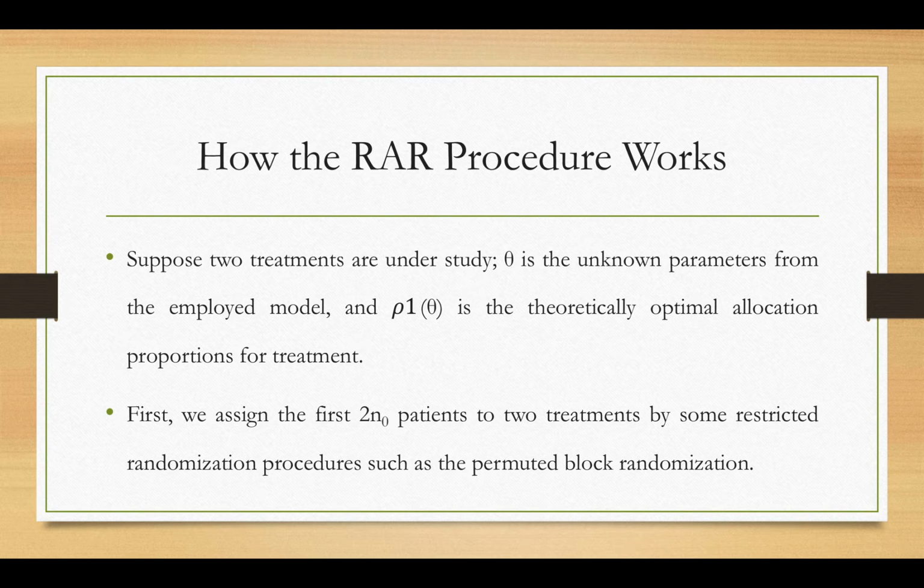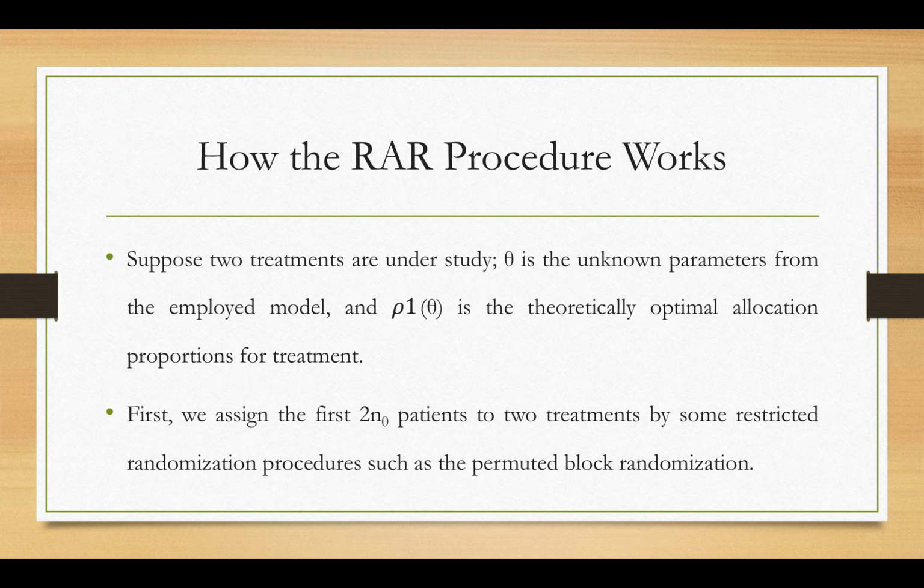How does the RAR procedure work? So suppose you have 2 treatments under one study, and theta is an unknown parameter from the employed model. Rho 1 of theta is the theoretically optimal allocation proportion for the treatment.